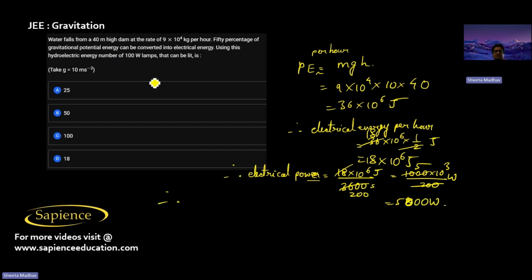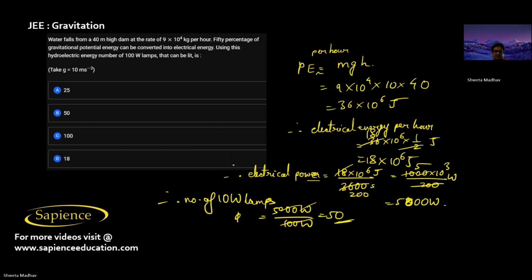So therefore, the number of 100-watt lamps that can be lit will be equal to 5000 watt divided by 100 watt. So that would be equal to 50. 50 100-watt lamps can be lit. So option B is the correct answer.